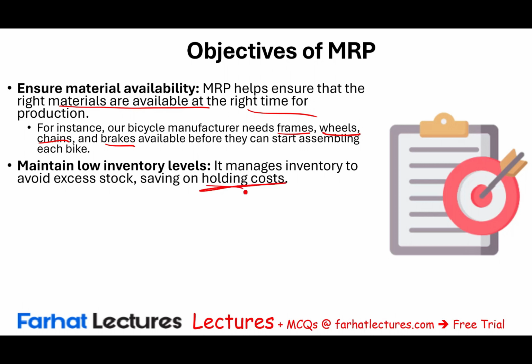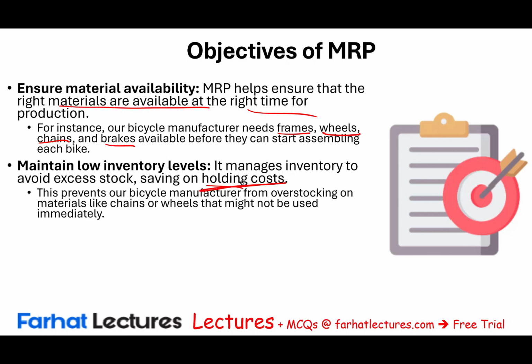Holding cost is if you have too much inventory, you have to store it, you have to maintain it, you might have to pay insurance on it. It costs money. This prevents our bicycle manufacturers from overstocking on materials like chain or wheels that may not be used immediately. So we don't have it until we need it, or we order it when we need it.